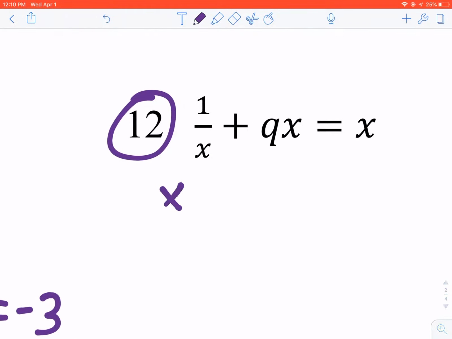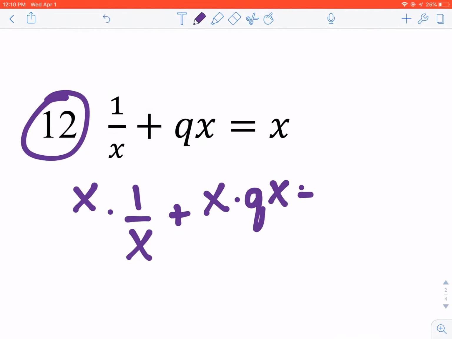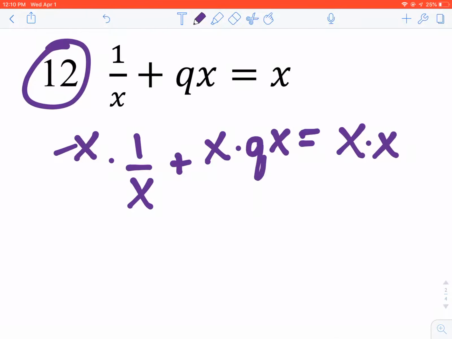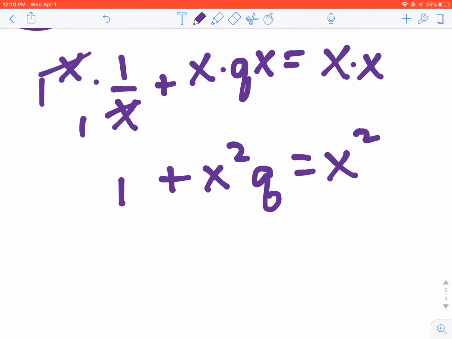So I'm going to multiply x times 1 over x plus x times qx equals x times x. So these x's over here cancel. I get 1 plus x squared q equals x squared. So now I'm going to put the x squareds on the same side. So I'm going to subtract x squared q from both sides.